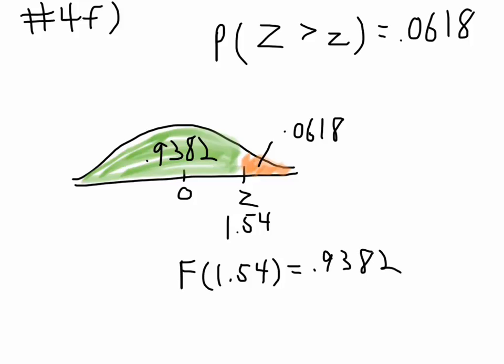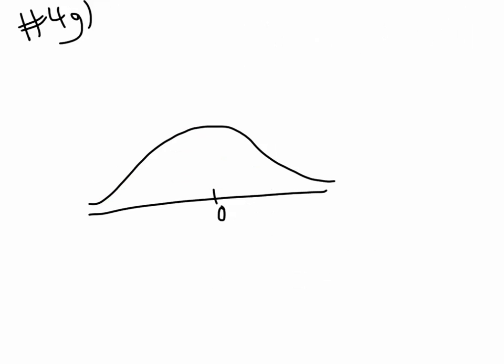The CDF of Z equals 1.54 is 0.9382. That means that 93.82% of the time we would get a value less than 1.54 for Z, and 6.18% of the time we would get a value that's higher.